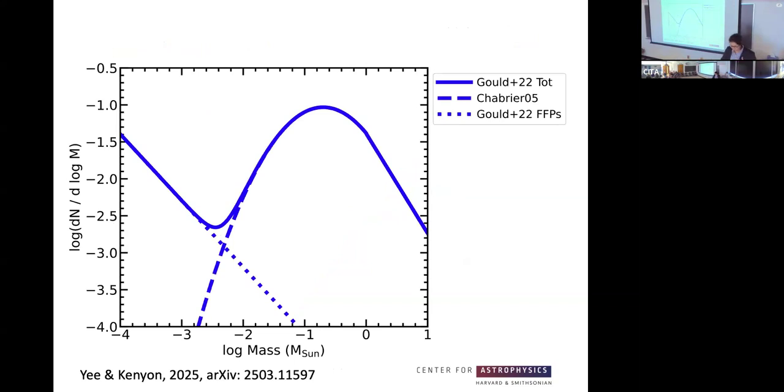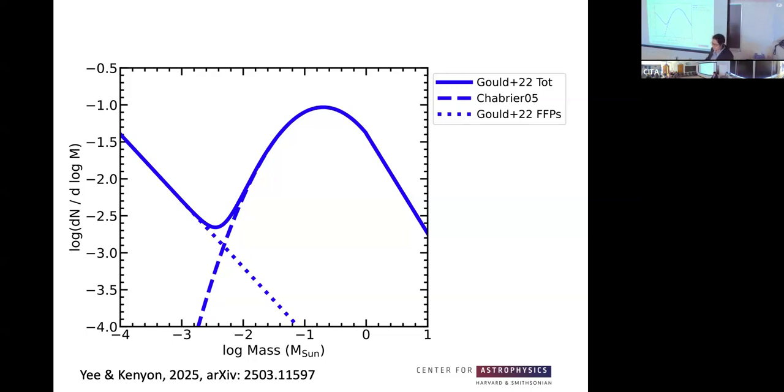And in general, what we're doing is measuring them relative to the number of stars. This dotted line here is the power law with the index of 0.9, so steeper. And this is the free-floating planet contribution. In this particular paper, Gould 2022, we compared it to the Chabrier mass function, that's the dashed line. And then your total mass function for objects is the solid blue.